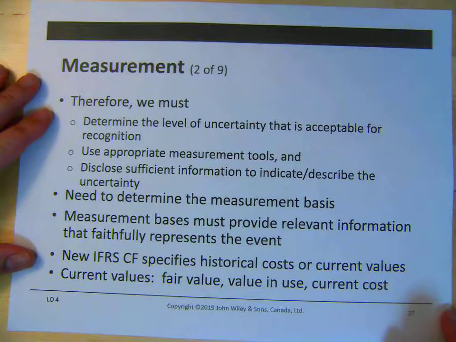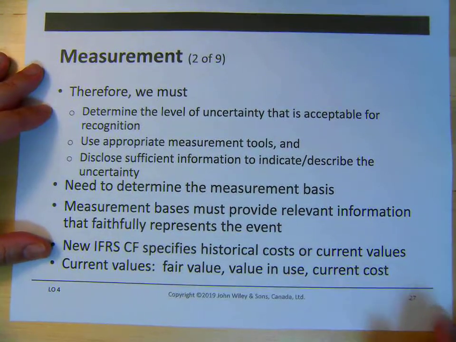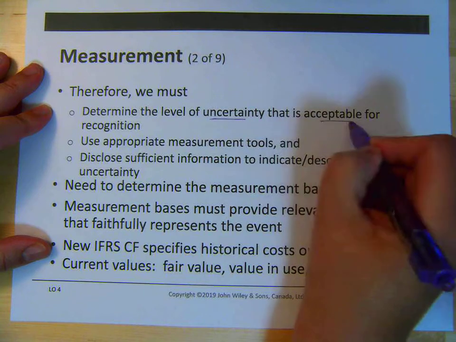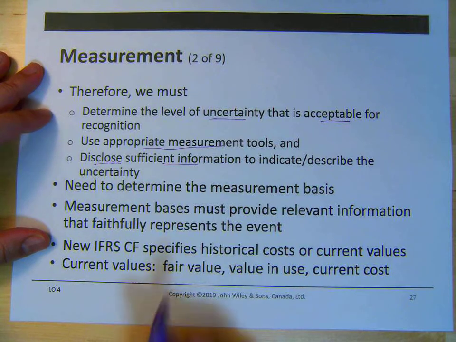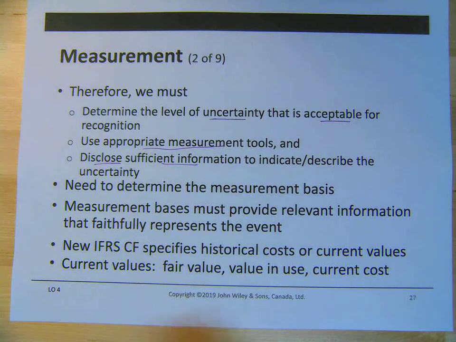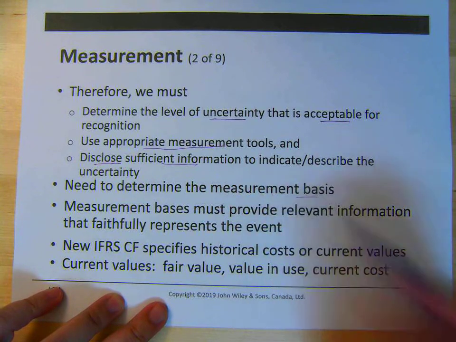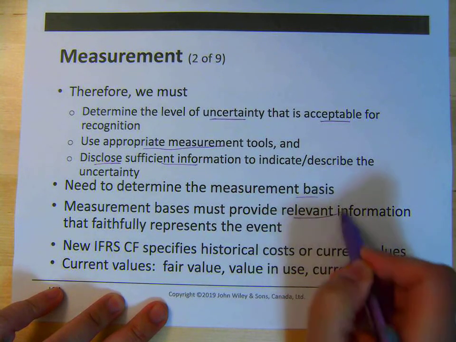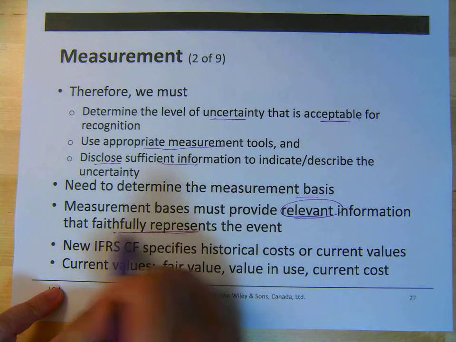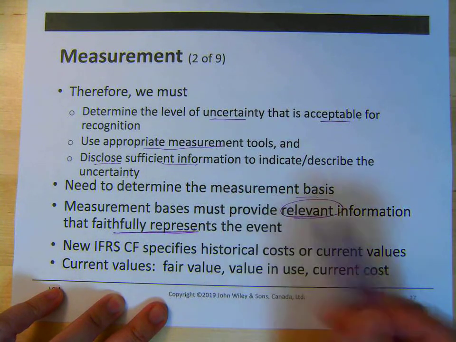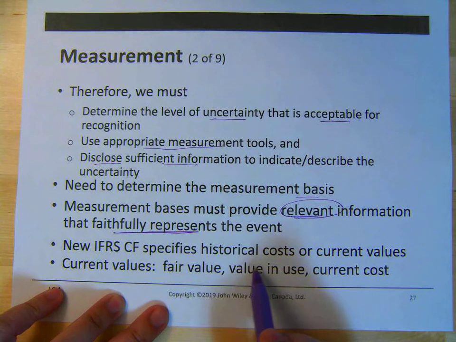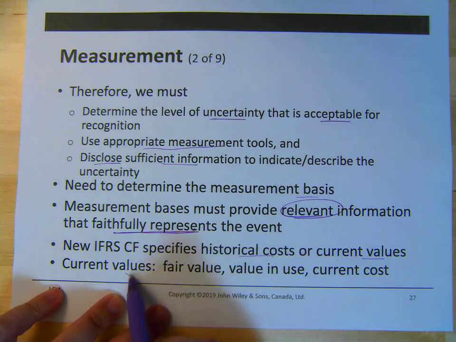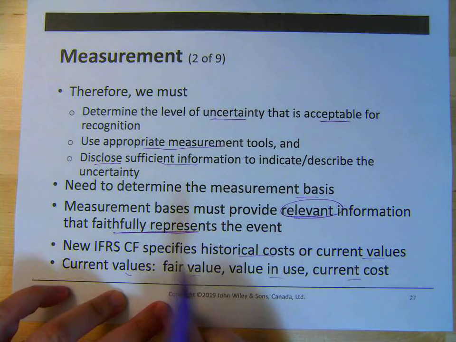Slide 27, we've got to determine the level of uncertainty that's acceptable, use appropriate measurement tools, and then disclose sufficient information to indicate the uncertainty. We have to make sure we have the right measurement basis. It's got to be relevant information that faithfully represents. Notice these two qualitative characteristics playing off against each other. The new IFRS framework specifies historical costs or current values, where current values are value in use, or current costs.